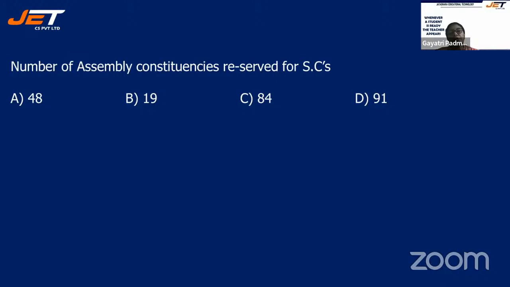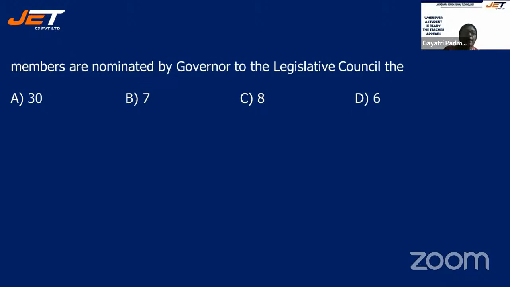Number of assembly constituencies reserved for scheduled castes is dash. Number of assembly constituencies reserved for SCs is 48, 19, 38, 84, 91. All right, your 15 seconds is running. Not more than 15 seconds can be taken for this. This is purely only the remembrance. So it is 19. All right? Yes. So see the next question.